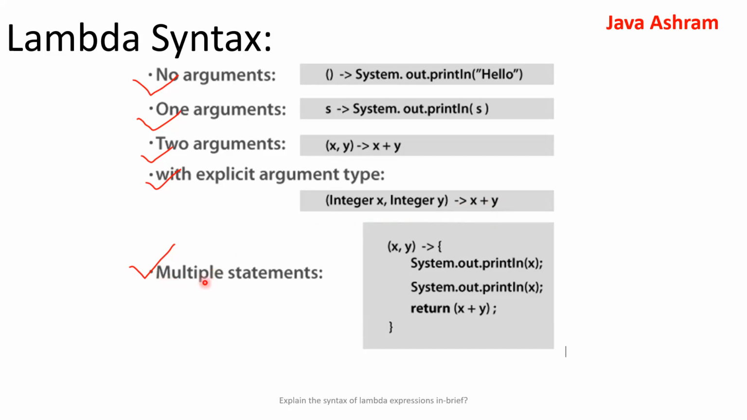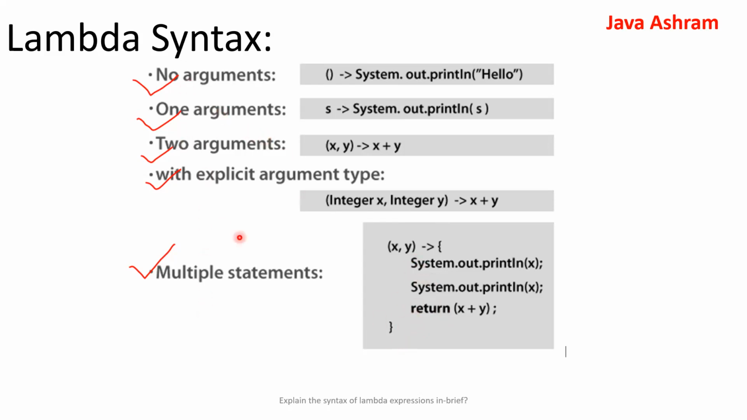So how do we do multiple statements? As I told you, if you are putting multiple statements, you have to bound them with the opening braces and the closing braces, and you can put all the statements inside the open and close brackets. So this is how you can write it.